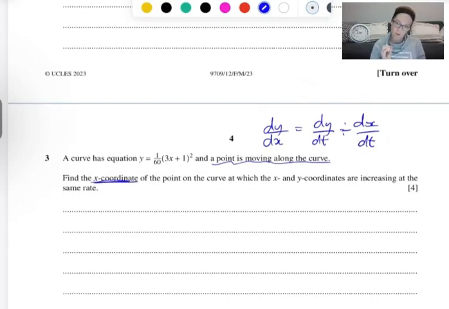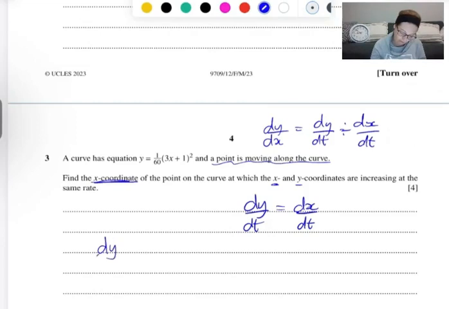So I'm looking for a point. X coordinates of a point on the curve where the x and the y coordinates are increasing at the same rate. Okay, so dy/dt is equal to dx/dt. So I could write down my formula, dy/dx is equal to dy/dt, and I'm just going to say divided by another dy/dt because they're the same thing.